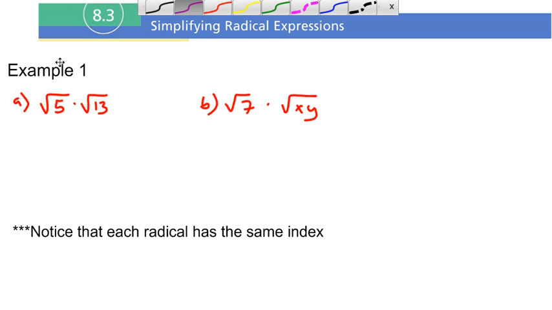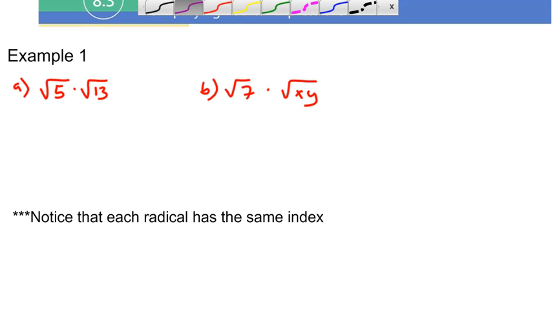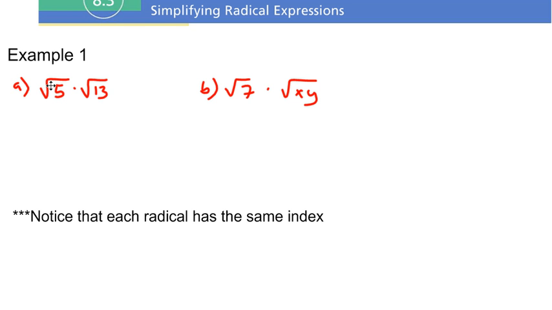For example, right here we have the square root of 5 times the square root of 13. Well, they both have a 2 right here, right? As long as they both have a 2 right there, you can multiply those two together. So we could just do 5 times 13, which is the square root of 65. And that's about it. You say, what? That's it? Yeah, I'm telling you, that's it.